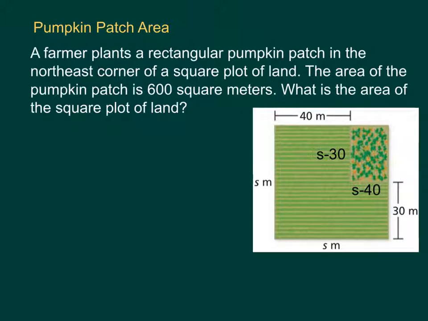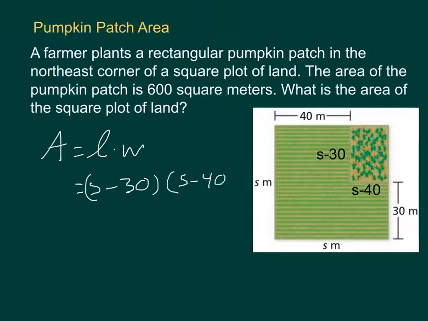To figure out the area of the pumpkin patch, which is a rectangle, we just need to use the formula for the area of a rectangle, which is area equals length times width. In this particular example, our length is s minus 30, and our width is s minus 40. Since we are already told the area, 600 square meters, we can just plug that value in for A.